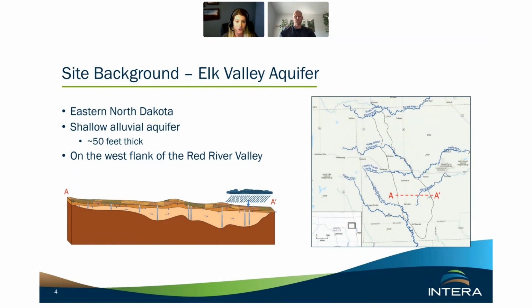It has a high degree of connectivity with the surface water features, being alluvial. So I'm showing all of these major rivers and streams that run through the aquifer area here on this plan view. Particularly the Turtle River, the North and South Branch run right through the center of the aquifer, heading east where it eventually meets up with the Red River and that Red River Valley.